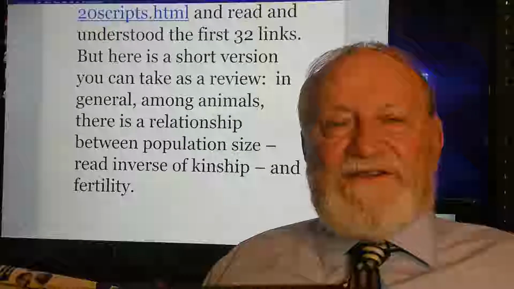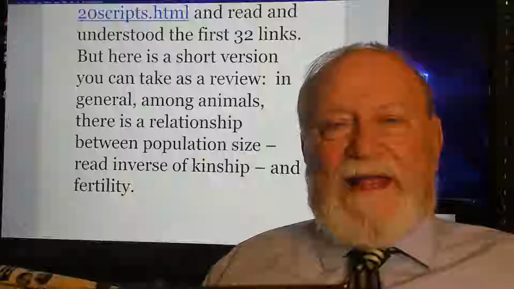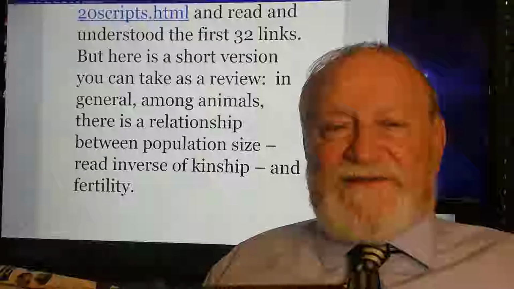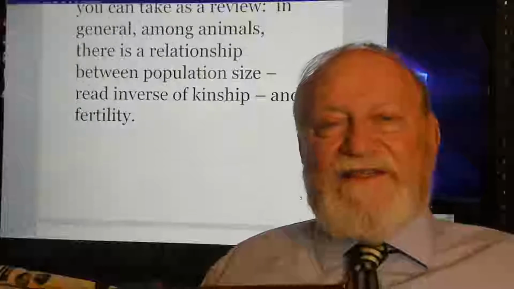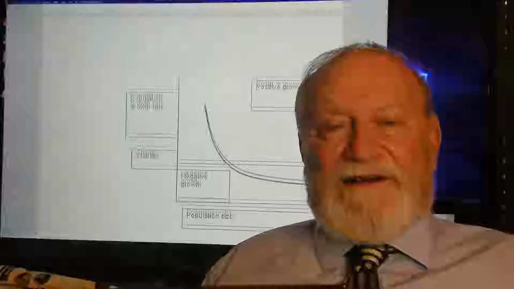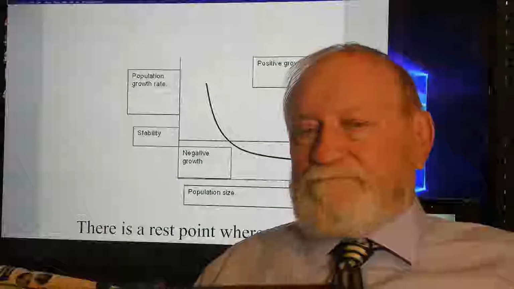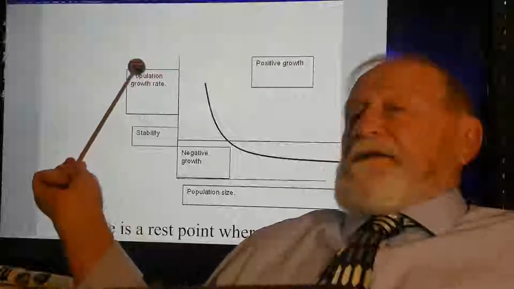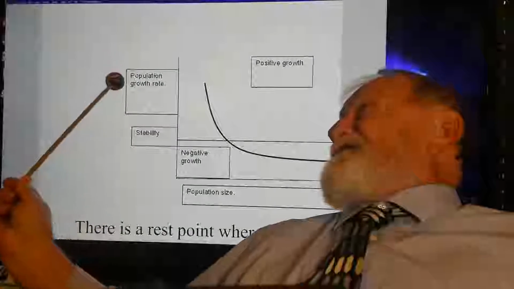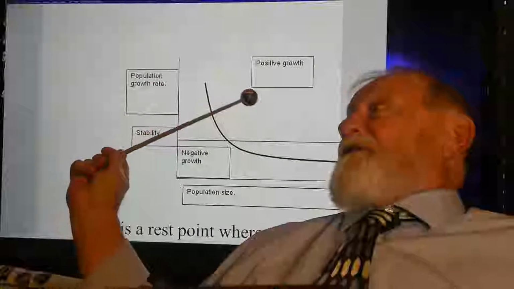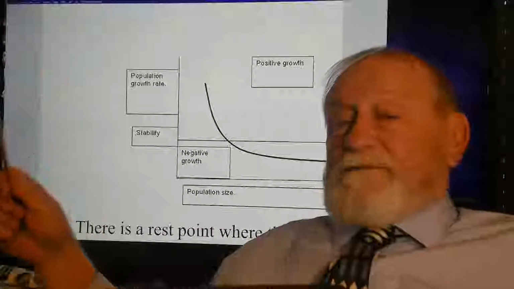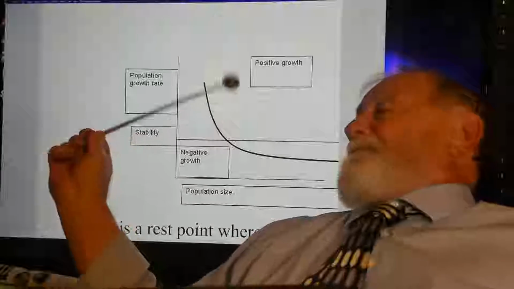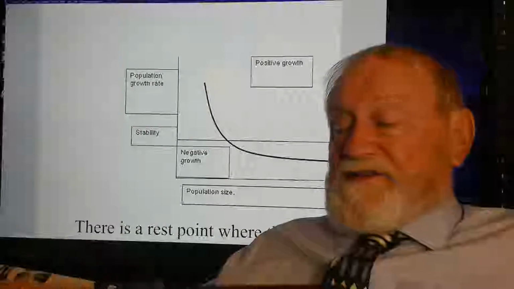Here's a short version of what we went across there. As a review, in general, among animals, there is a relationship between population size, which is the inverse of kinship, and fertility. There's the relationship. The vertical axis here is population growth rate. You can see fertility, and the horizontal axis is population size, opposite of kinship. There's a rest point here where the population doesn't grow.